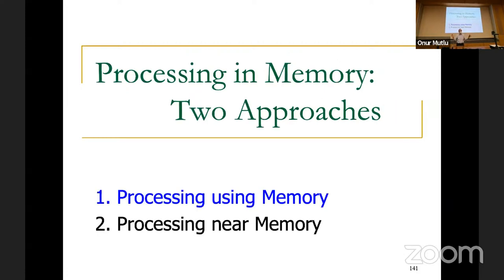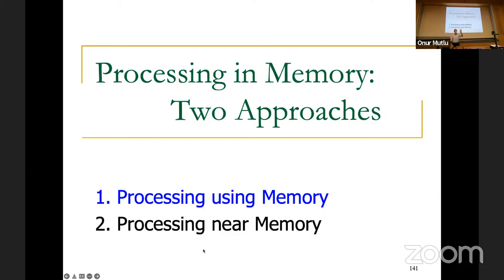Did we discuss these two different approaches to processing in memory last time? Okay, so maybe we're at the right place here. I think there are two major approaches to processing in memory. I call both of them processing in memory or computation in memory, but I think the two are fundamentally different. One is processing using memory, the other is processing near memory. Let me cover the second one first, because the second one is very similar to today's model.